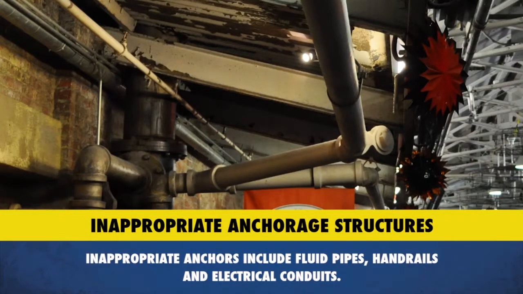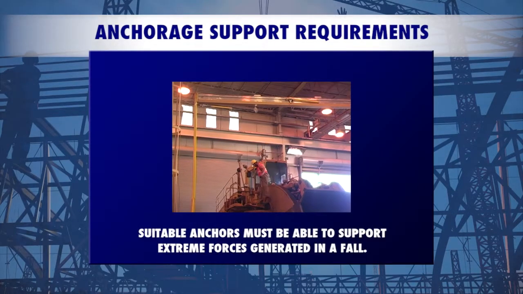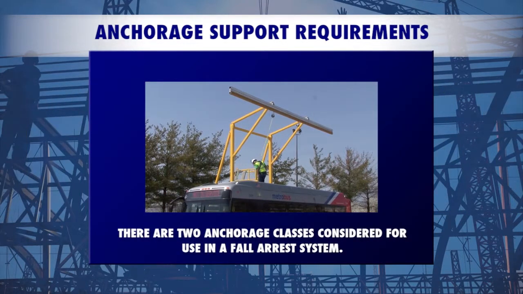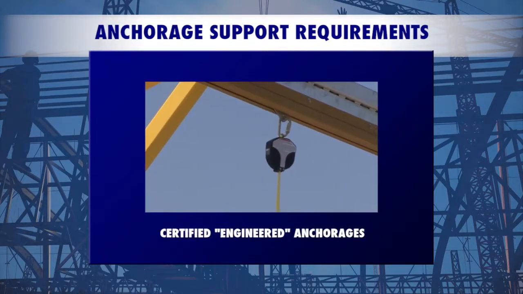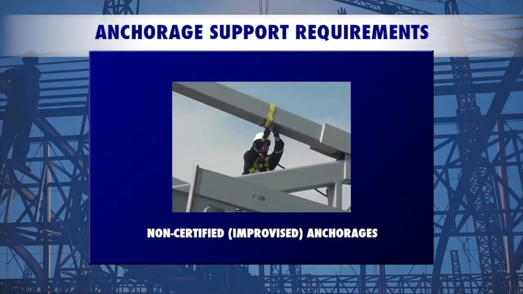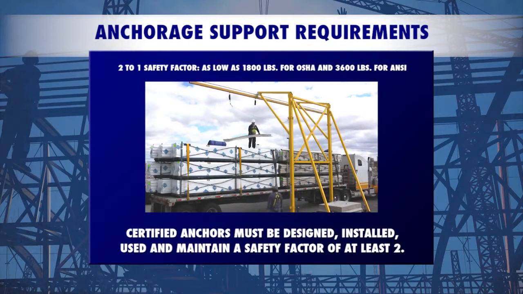Inappropriate anchors include fluid pipes, handrails, or electrical conduits. Suitable anchors must be able to support extreme forces generated in a fall. There are two anchorage classes considered for use in a fall arrest system: certified or engineered anchorages and non-certified or improvised anchorages. Non-certified anchorages must be capable of supporting at least 5,000 pounds per employee. But a certified anchorage must be designed, installed, used, and maintained with a safety factor of at least 2, under the direction of a qualified person.